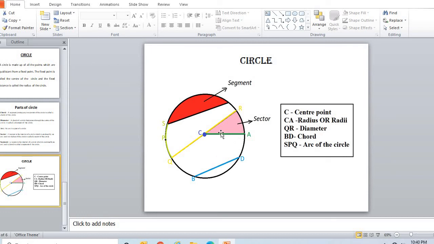Now last is sector. What is sector? A region in the interior. Now all of you understood what is interior? Okay. So interior of the circle which is enclosed by an arc. Again this is arc. Okay. And two radii, this one and this one, of the circle is called sector of the circle. So from here to here, from pink color you can see, all of you, this pink color is called sector. That means R and A, these two.